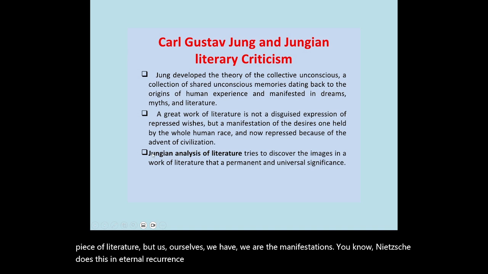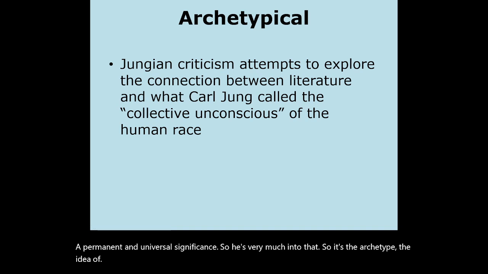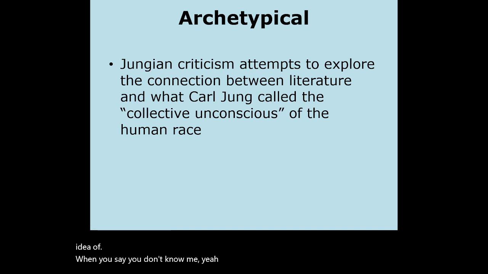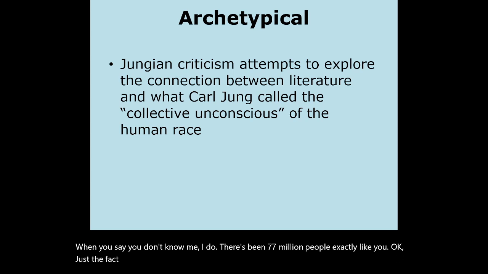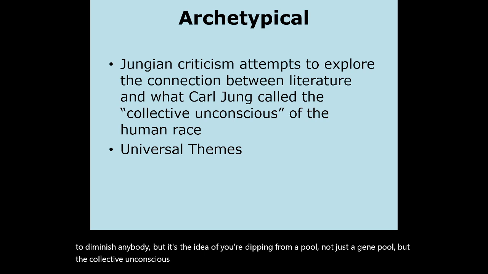So Jungian analysis of literature tries to discover the images in a work of literature that are of permanent and universal significance. So he's very much into that. So it's the archetype. It's the idea of when you say you don't know me, yeah, I do. There's been 77 million people exactly like you. Just the fact that you don't see them doesn't mean that you're anything special. And this isn't to diminish anybody, but it's the idea of you're dipping from a pool, not just the gene pool, but the collective unconscious. So everything is going to reflect in universal themes.